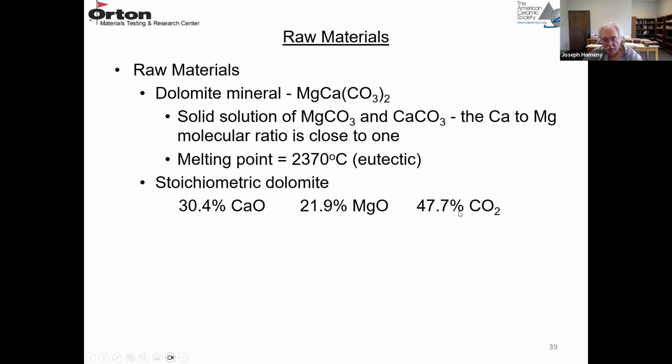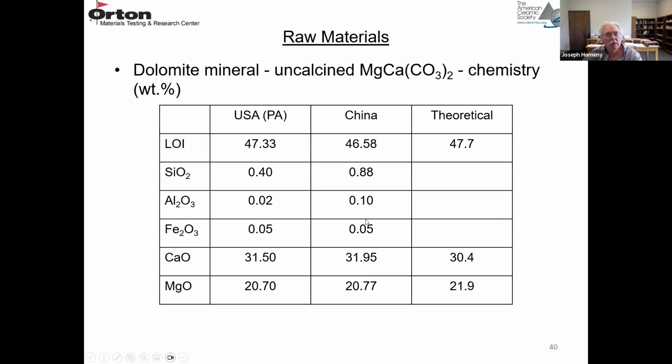And then when you decompose it, you're going to drive off the CO2, and that's almost 48%. So it's almost half CO2 coming off when you calcine it. So this is an uncalcined dolomite.